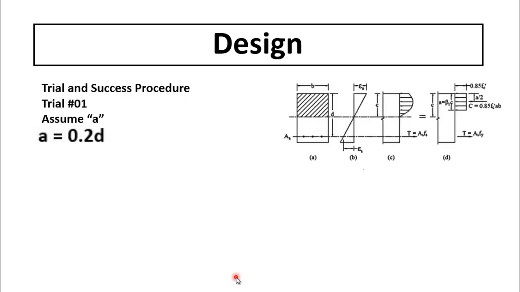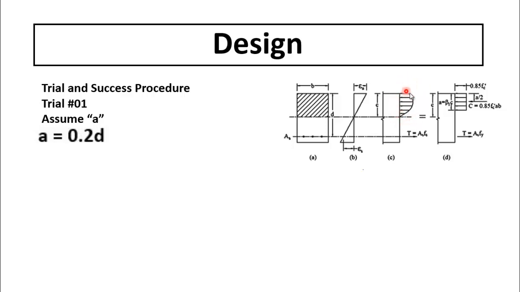Now A is the equivalent depth or equivalent height of the compression block. If we draw a stress strain diagram for the beam, we know that the top fiber will be in compression and the bottom fiber will be in tension. To withstand tension in the beam, we use steel reinforcement, while the compression in the beam is carried by the concrete.